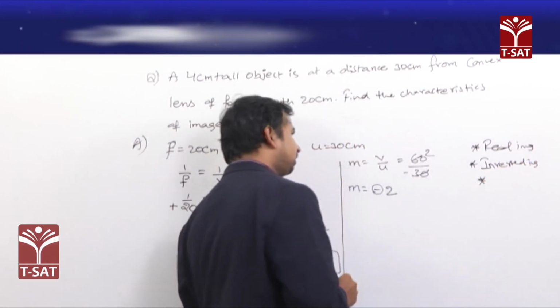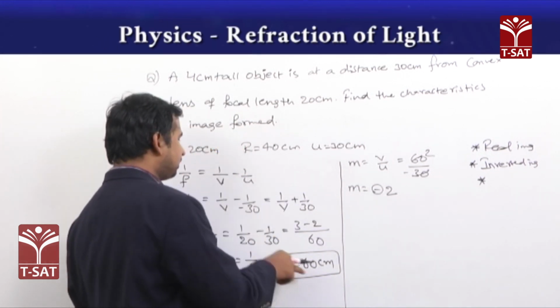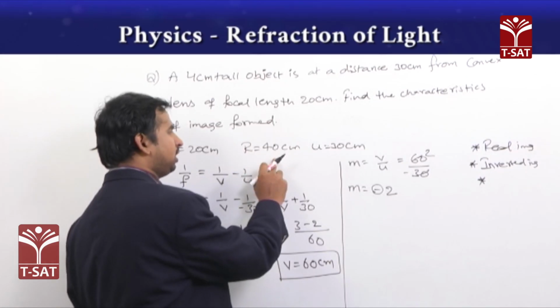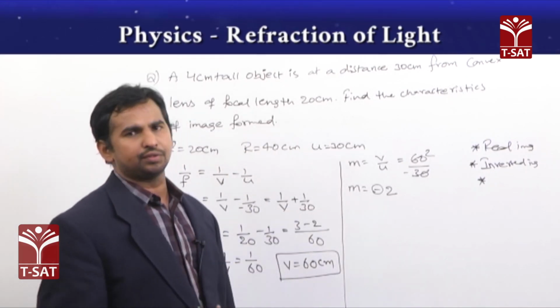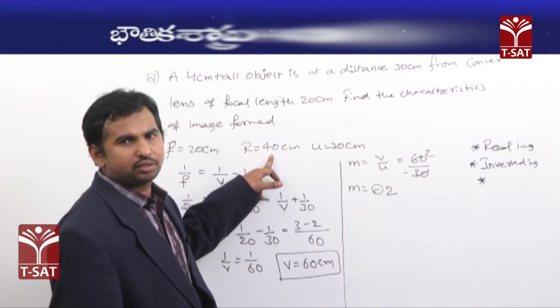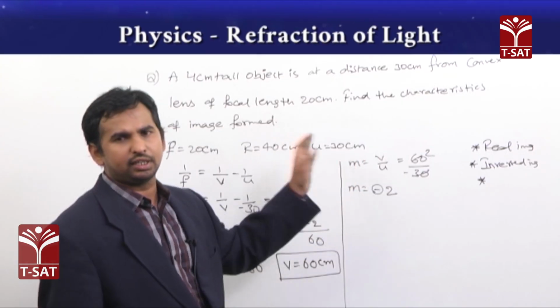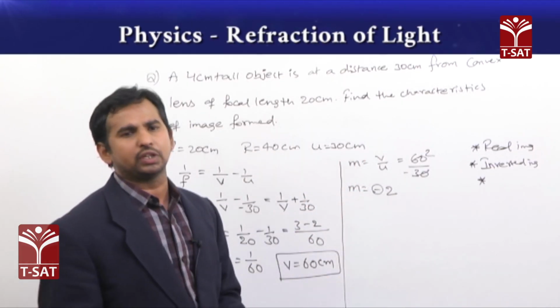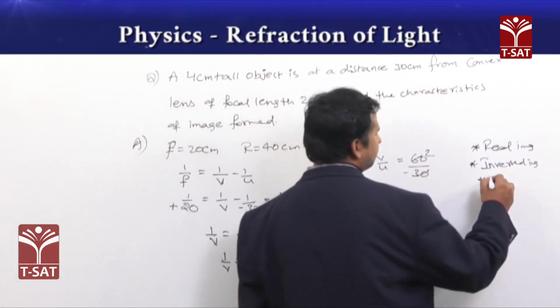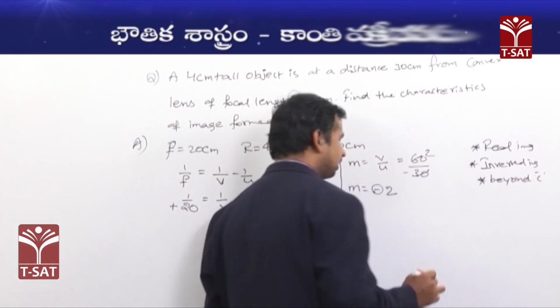Another important thing is, as the object distance is 30 centimeters, the image we got is at 60 centimeters, which is more than the center of curvature distance, because the radius of curvature is 40 centimeters. So the image position is beyond the center of curvature.